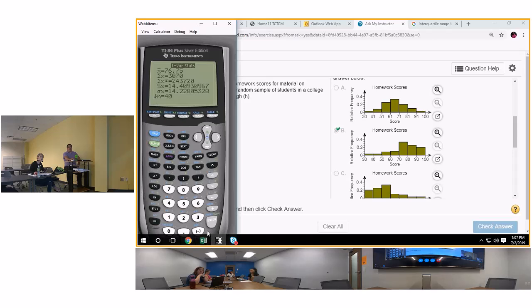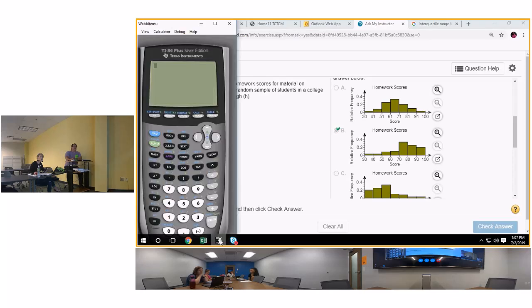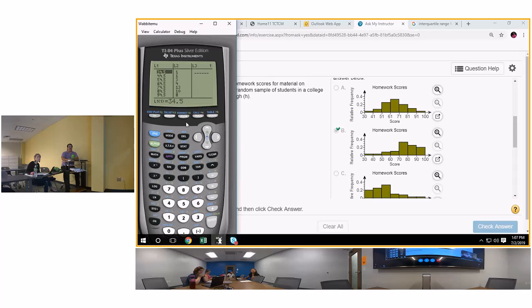The formula has got to have X. Hold on a second. Let me go to stat. I'm going to go to edit. I want y'all to check my numbers and make sure I got them in right. See, on mine, I just have the counts and L1. I don't have the midpoint. You got to have the midpoint for it to do it.